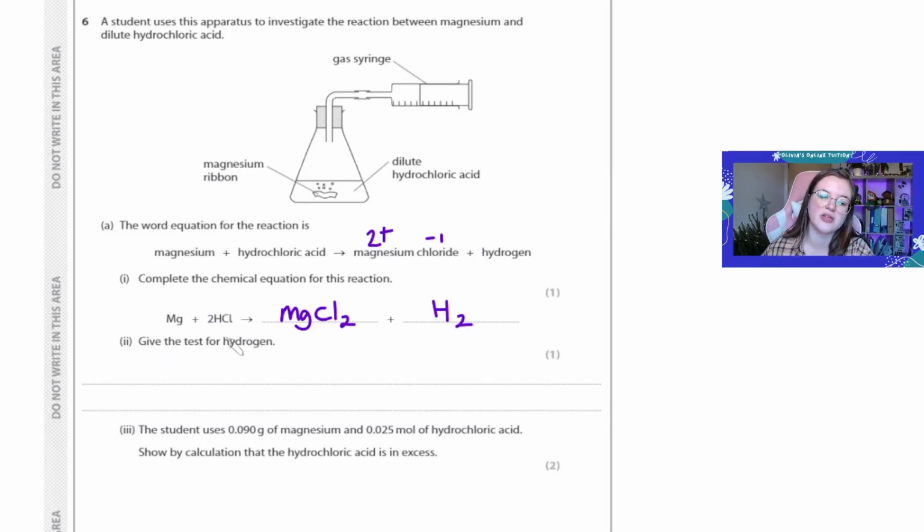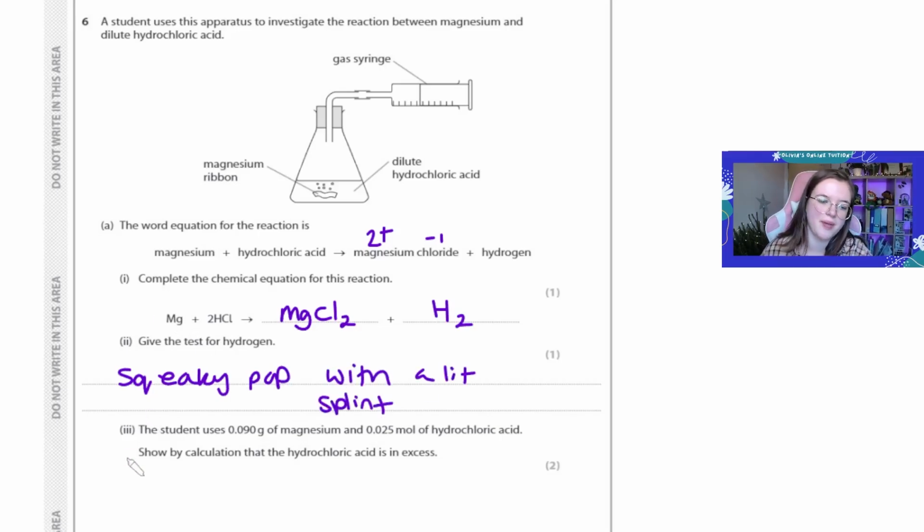And then give the test for hydrogen. Well, hydrogen burns with a squeaky pop. So there's a squeaky pop with a lit splint. There we are. And then part 3, the student uses 0.09 grams of magnesium and 0.025 moles of hydrochloric acid. Show by calculation that hydrochloric acid is in excess.